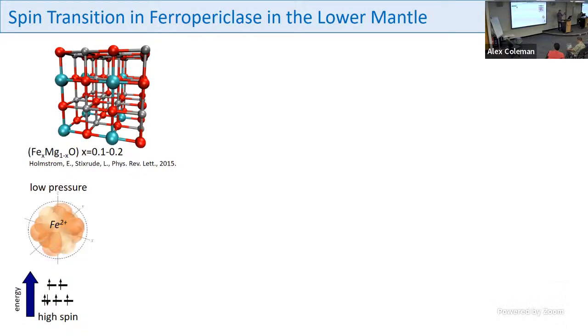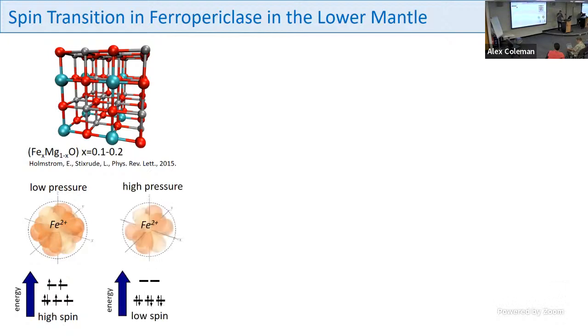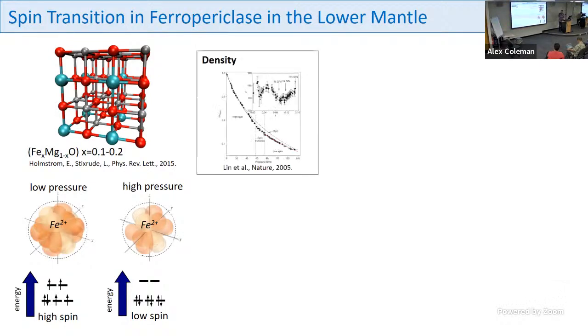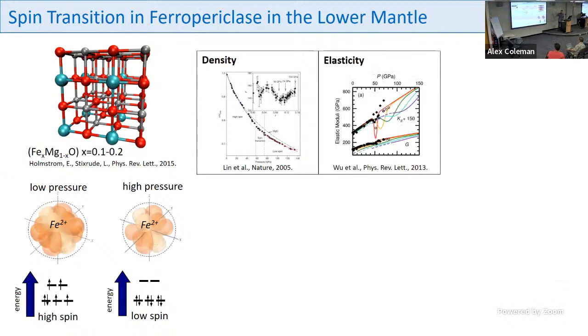But as you go down in the mantle, the increasing pressure causes the crystal field splitting to get larger, which means that at high pressures, it's more favorable for the electrons to pair. And so we get what's known as a low spin configuration like this. So why is this important? One thing is, because these orbitals become unoccupied, if you imagine these are like balloons, you pop some of the balloons, and the effective volume of the ion changes. So you get a change in density, and you also get a change in elasticity.